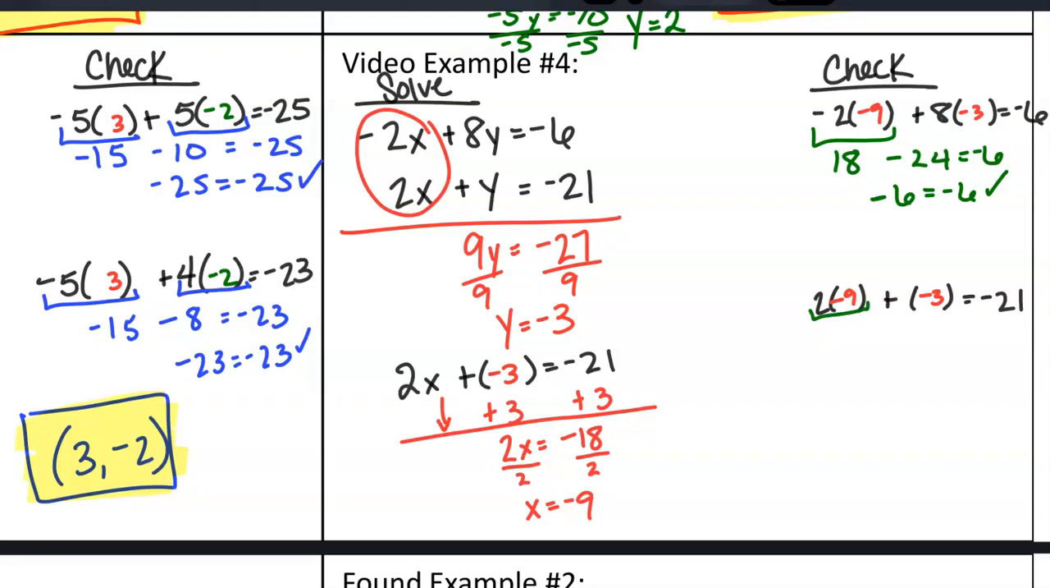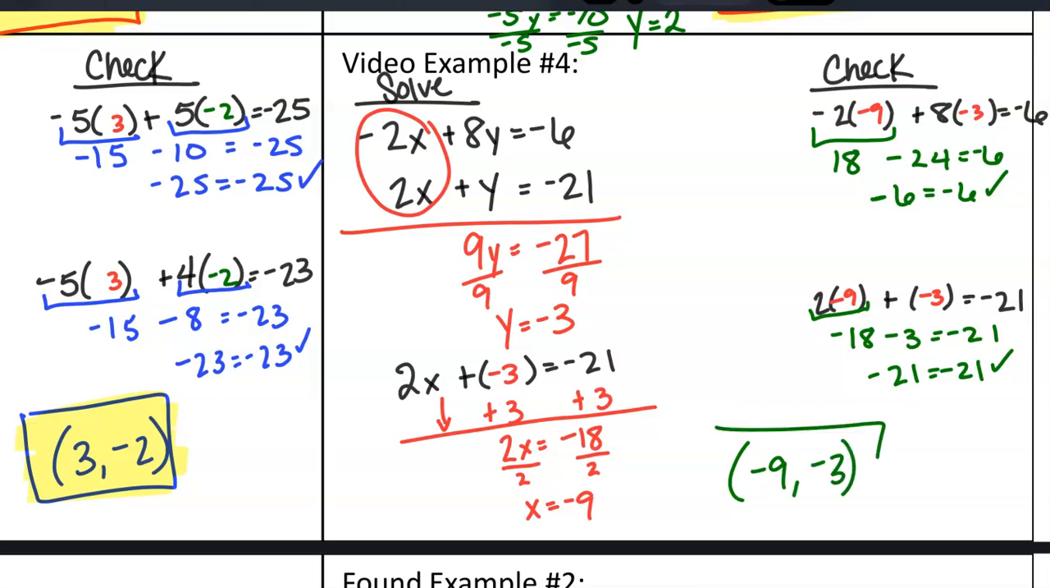2 times negative 9 would be negative 18. And then minus 3 equals negative 21. Same sign. Add the numbers, keep the sign. 18, 19, 20, 21. Negative 21 checks out. So we do have the correct answer, so we can write our answer as an ordered pair.